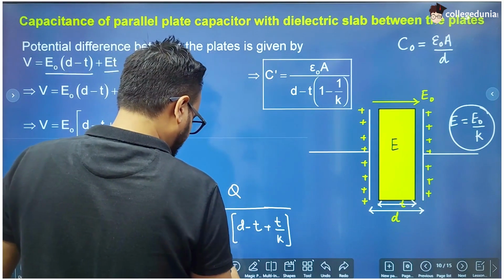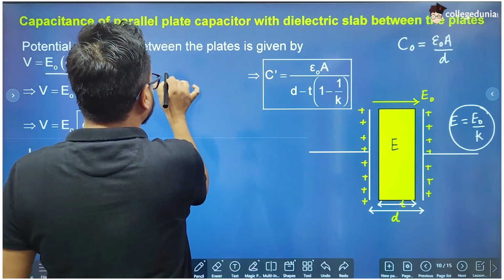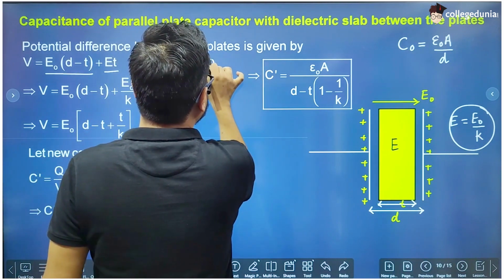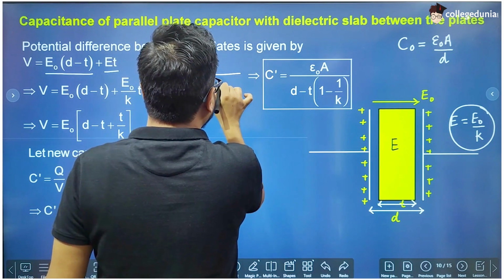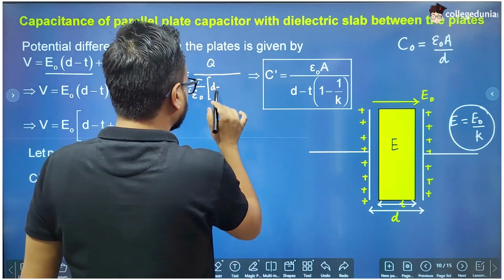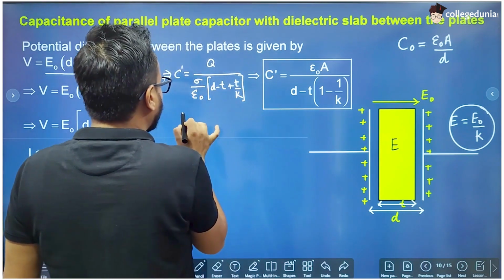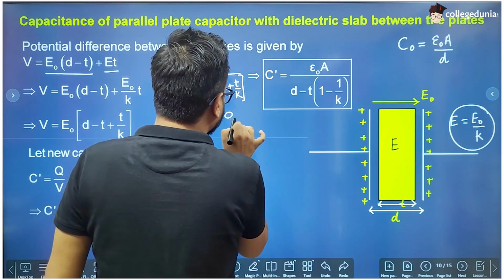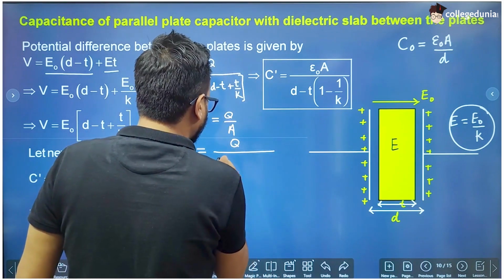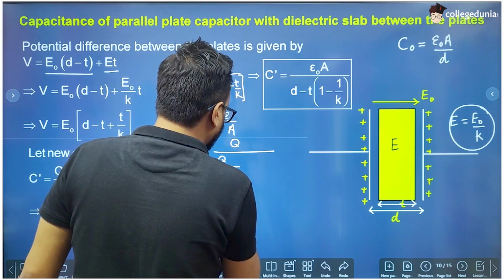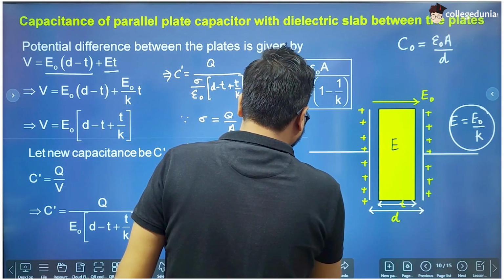I should have written this here. C dash is Q divided by sigma by epsilon naught into D minus T plus T by K. And since sigma is Q by A, so C dash is Q upon Q by A into epsilon naught, D minus T plus T by K.